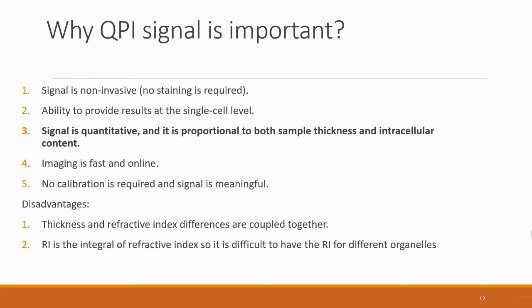There are some disadvantages also, similar to other microscopic techniques. One is that the thickness and refractive index difference are coupled together, and there is a need to decouple these values. Secondly, the measured value is the integral of the refractive index along the direction of imaging, so it's difficult to obtain the refractive index for different organelles.